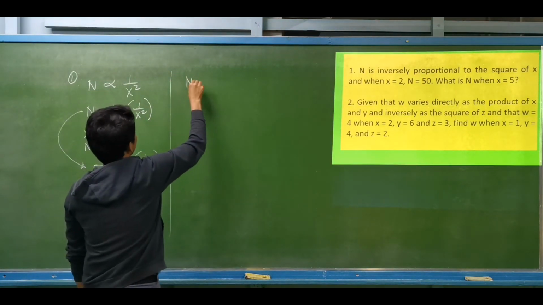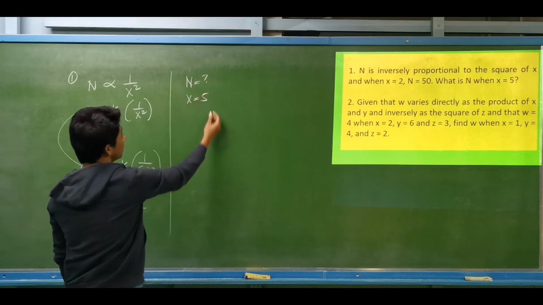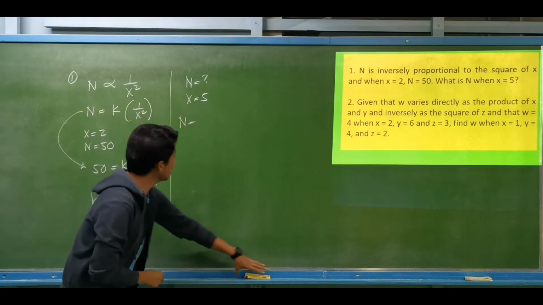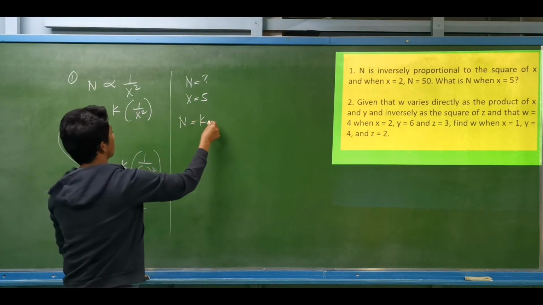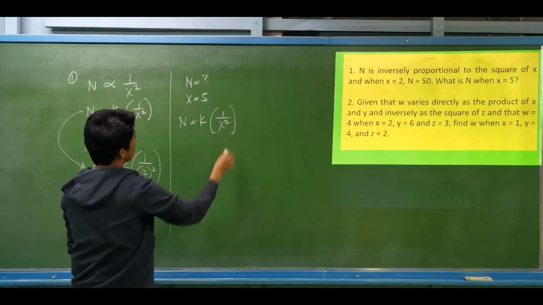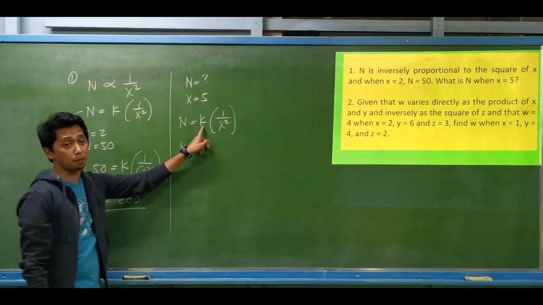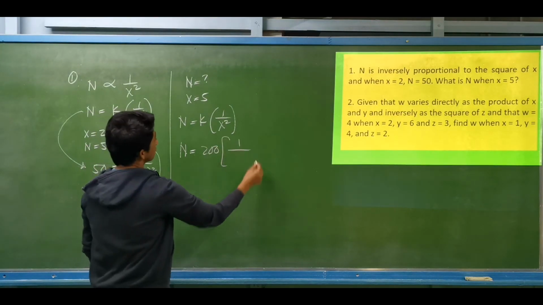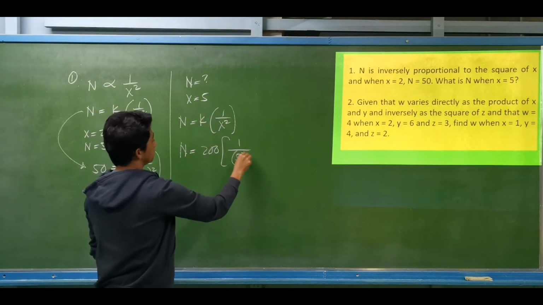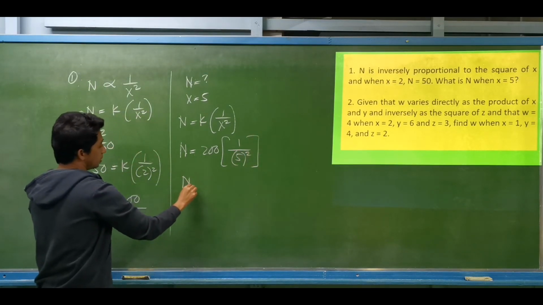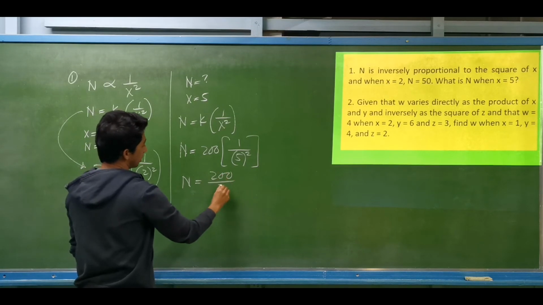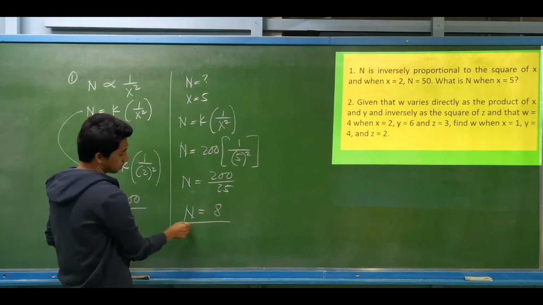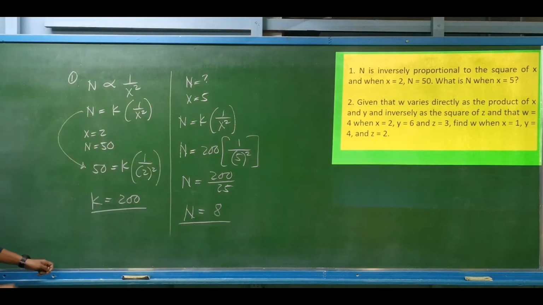So the question is, what is n when x is equal to 5? Now we are looking for the value of n if the value of x is equal to 5. We go back to our equation, n is equal to the proportionality constant multiplied by 1 over x squared. The proportionality constant is 200, multiplied by 1 over 5 squared. So n is equal to 200 divided by 25, and 200 over 25 is equal to 8. The value of n is 8. This is our first example.